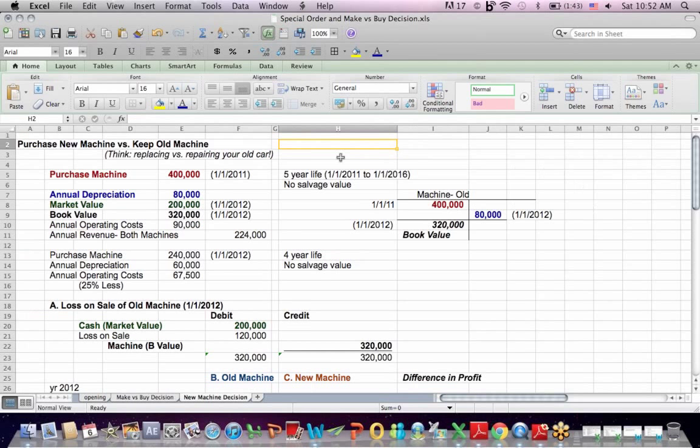To wrap up this video, we have the purchase of a new machine versus an old machine. And you can consider replacing or repairing your car, because one of the decision items here is, what's the repair cost on your current machine versus the maintenance cost on a new machine? That's a big issue. So let's say that you purchase a new machine for $400,000. So we debit new machine $400,000.